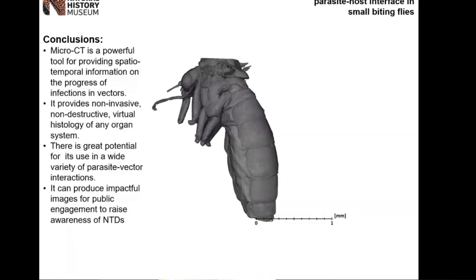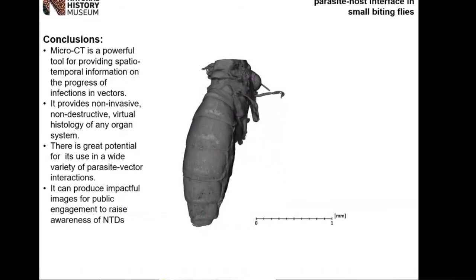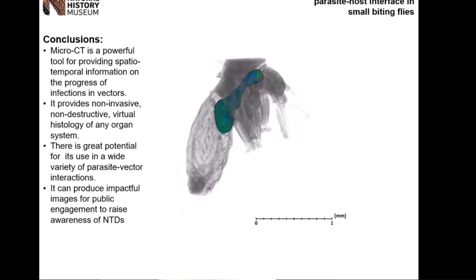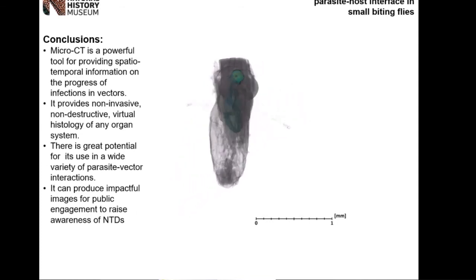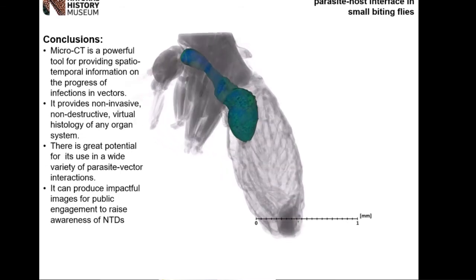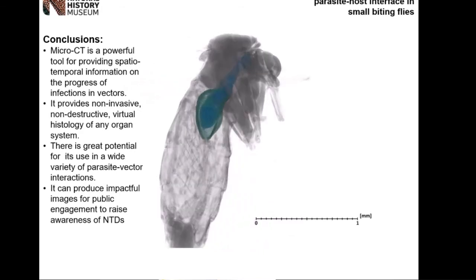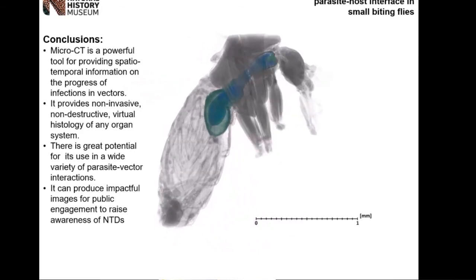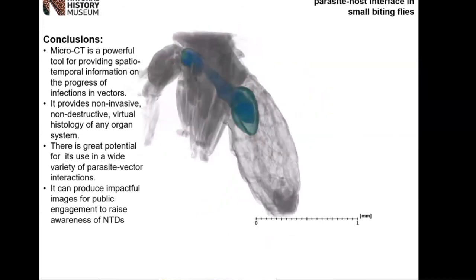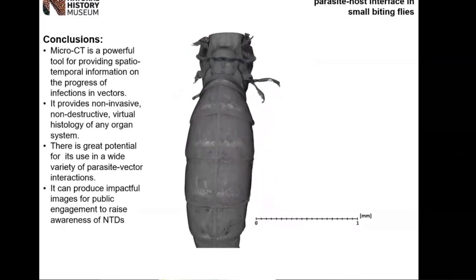So just in conclusions, micro-CT is a powerful tool for providing spatiotemporal information on the progress of infections in vectors. It gives a non-invasive, non-destructive virtual histology of any organ system, and there's really great potential for its use in a wide variety of parasite-vector interactions. And it can also produce impactful images for public engagement to raise the profile and awareness of NTDs.